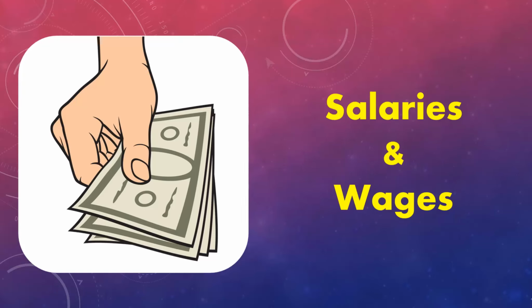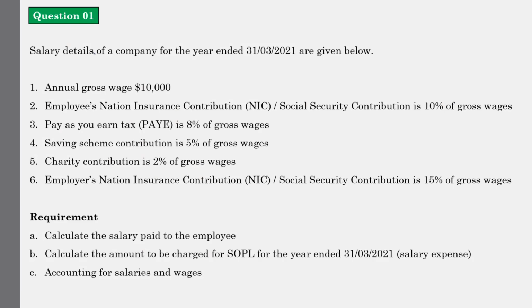Now let's see how to do accounting for salaries and wages. I will explain everything pertaining to salaries and wages using an example. Salary details of a company for the year ended 31st March 2021 are given below. I have given you certain information pertaining to the salary.